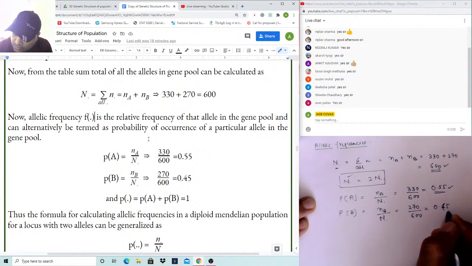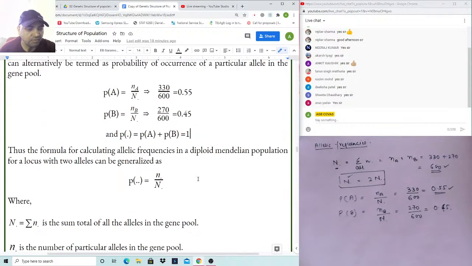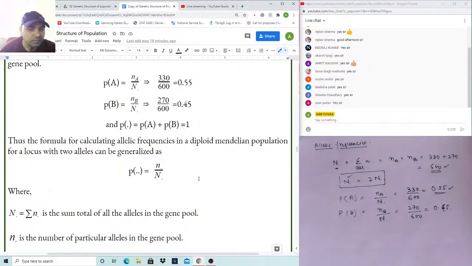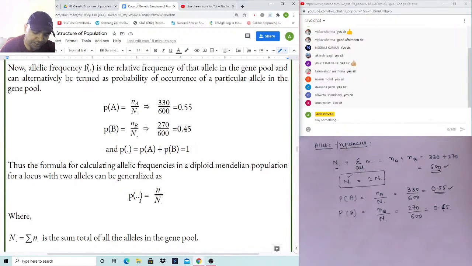Again here, if you sum up the probabilities of all the alleles in a population, it comes out to be equal to 1. That is, this plus this is equal to 1. Thus the formula for calculating the allelic frequency in a diploid Mendelian population for a locus with two alleles can be generalized as follows. Here it should actually not be p dot dot, it should be p dot only, where you put either a or b.